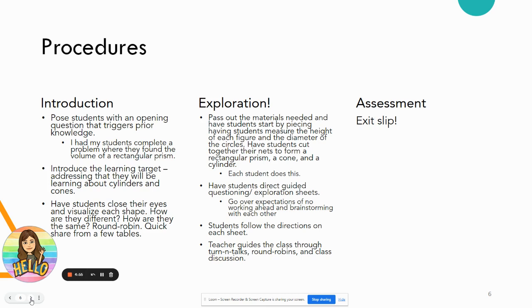Then the students follow directions on each sheet, and I'm going to have to play a big role, or I did play a big role. You're going to have to play a big role in guiding your class if you implement this activity. I recommend doing a lot of turn-and-talks, round robins, and class discussions just to be sure everyone's on the same page. You're going to have to really help them along on some of the questions, but of course, play the role of a facilitator. And then the assessment would be just a quick exit slip.